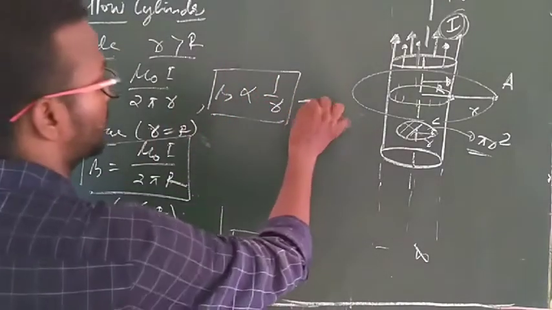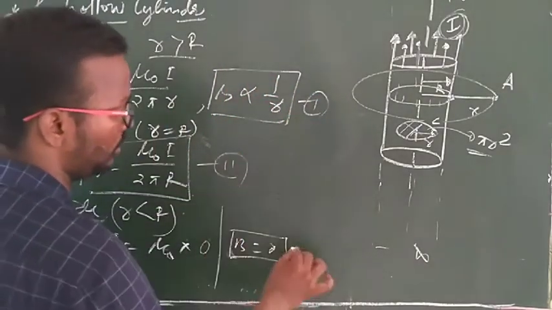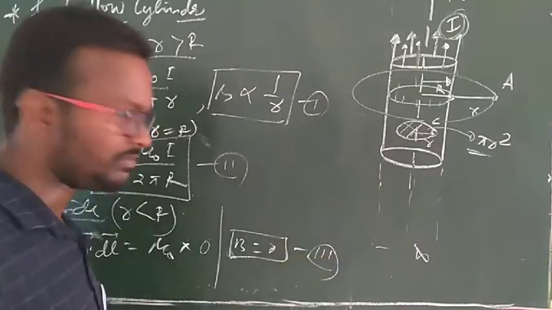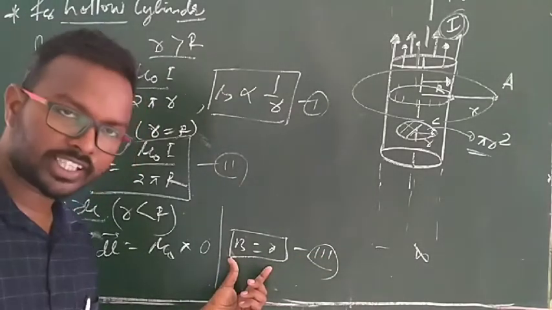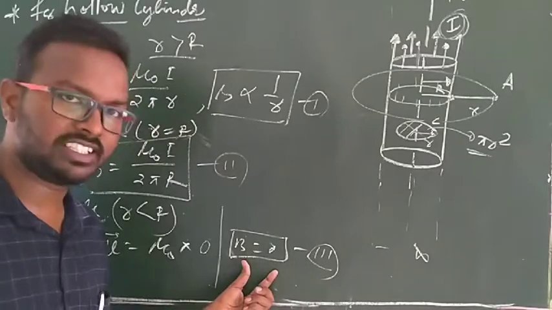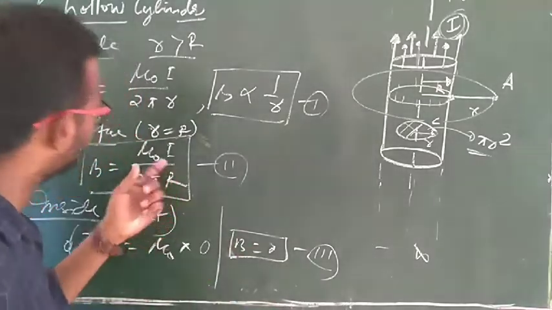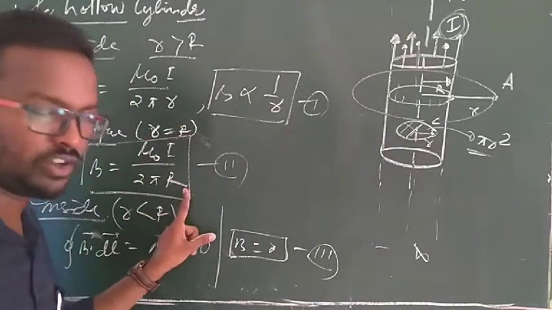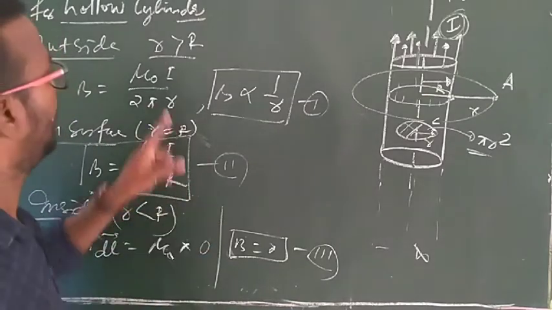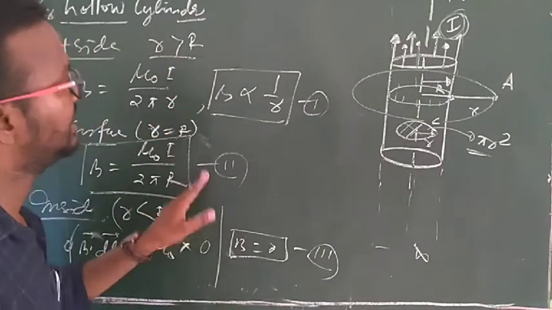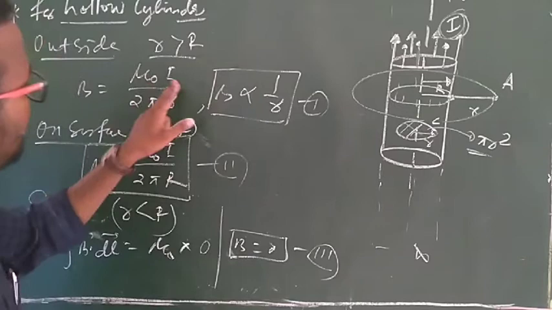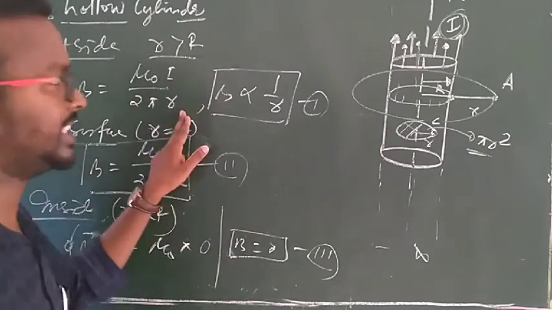Here there are three points also, point 1, point 2 and point 3. Inside the hollow cylinder, the magnetic field strength is 0, but outside the point, it is mu naught I by 2 pi r, which is equal to that of the solid cylinder. And if the point is on the surface, it is also mu naught I by 2 pi r, which is equal to the solid cylinder.